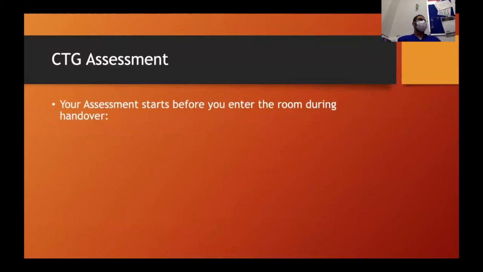Our CTG assessment starts before we ever enter the room. It starts at the handover area. That's when we're figuring out, okay, why am I seeing this lady? Why am I going to see her? Why is she on the label board to start with? That's the entire concept of it's only part of the big clinical assessment.